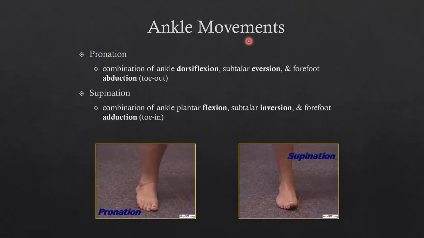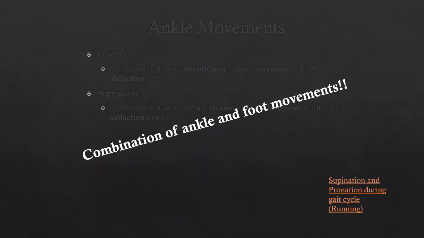Lastly, we have our ankle or foot pronation and supination. Now for pronation, this would be the combination of ankle dorsiflexion, subtalar or talocalcaneal eversion, and forefoot abduction. Supination will be the combination of ankle plantar flexion, subtalar inversion, and forefoot adduction. Just know for foot pronation and supination, this is the combination of ankle and foot movements. It's the only movements that we see about the ankle joint that also requires some action of the mid and forefoot areas.